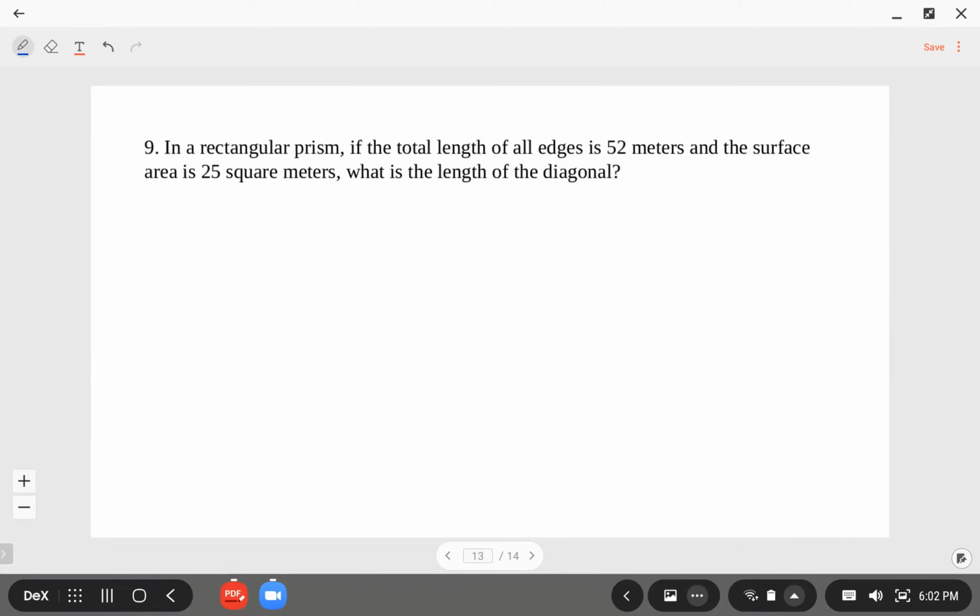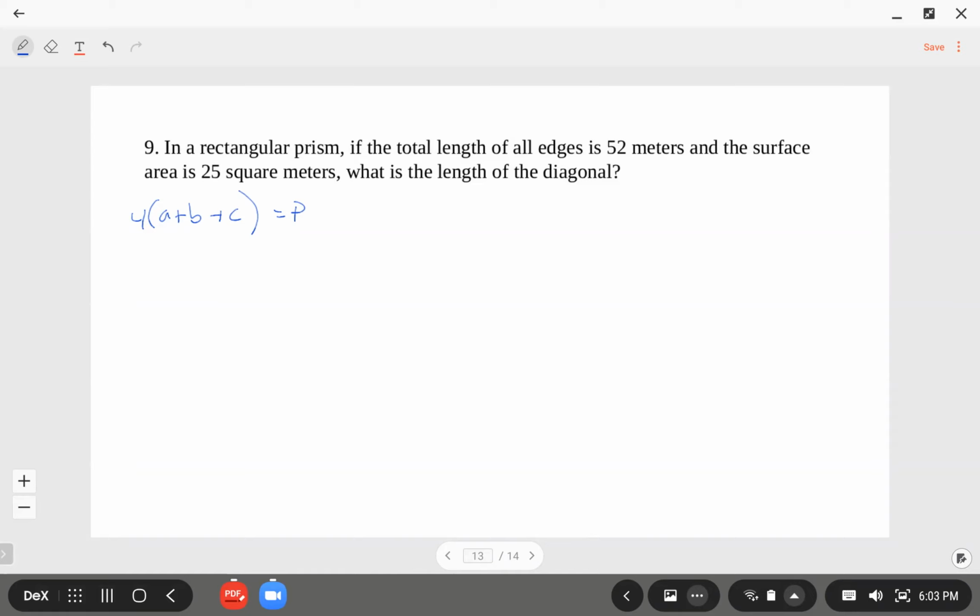There's no difference here. All right, how do you do this? Well, it's talking about the total length of all edges and the surface area and length of the diagonal. So let's just list all those formulas together. What is the total length of all edges? It's 4 times (a plus b plus c). We're going to denote that as P. That's the total length of all edges.